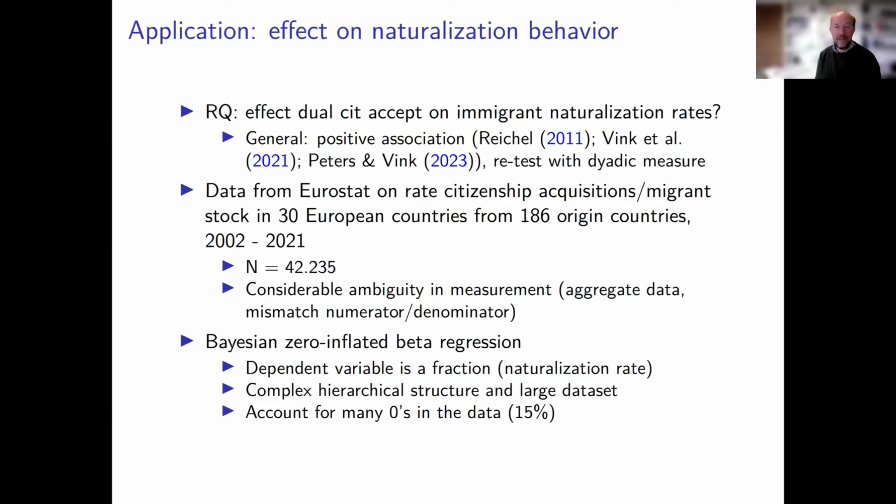We use a Bayesian zero inflated beta regression. You can read more about that in the paper. But of course, we use a zero inflated beta regression because there are many zeros in the data, combinations of origin countries, destination countries where there are no naturalizations in a particular year.